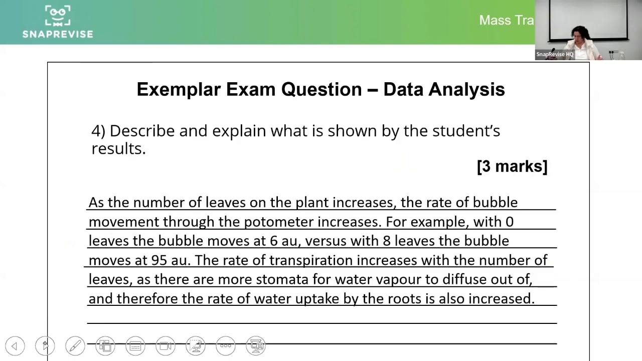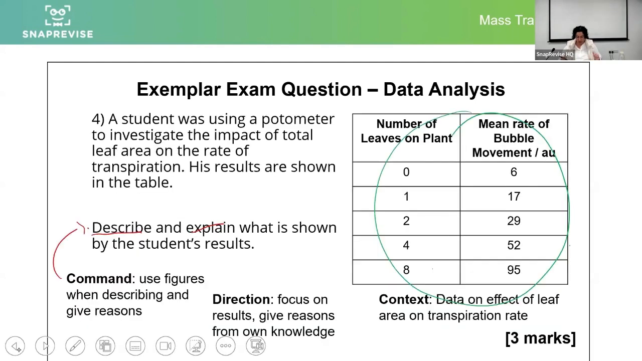Let's look at the answer together. So first, the describe portion, right? As we said before, for my describe portion, I'm going to describe the general trend of what I'm seeing, followed by quoting a set of values to justify the observation that I gave. So mark number one: as the number of leaves on the plant increases, the rate of bubble movement through the potometer also increases. Just by looking at the numbers here, I can see number of leaves increasing, rate of bubble increasing. Easy, right? As an observation.